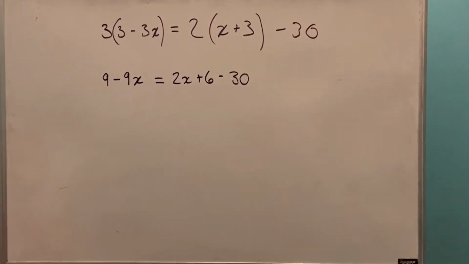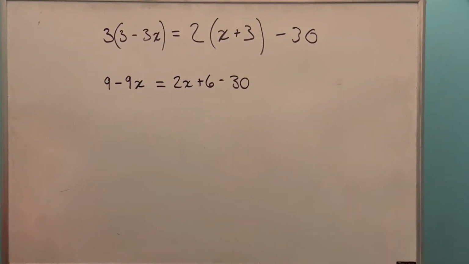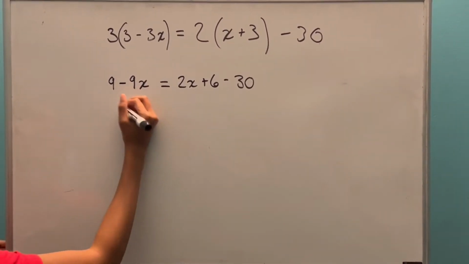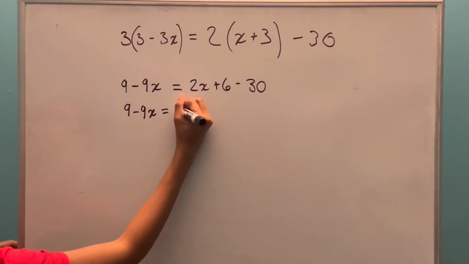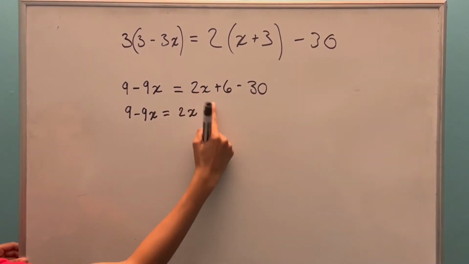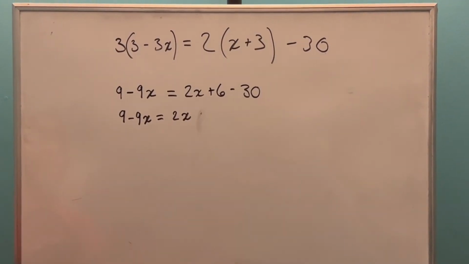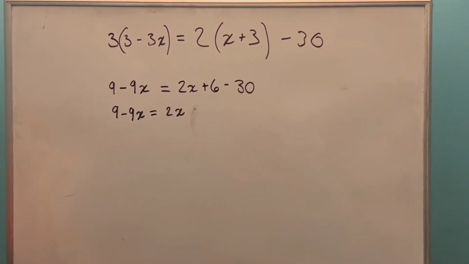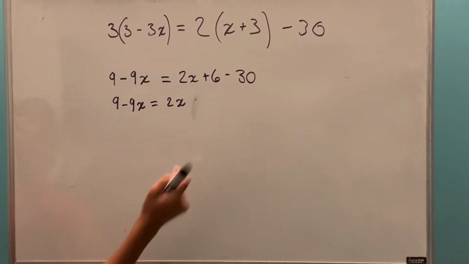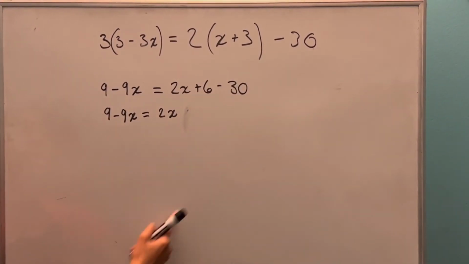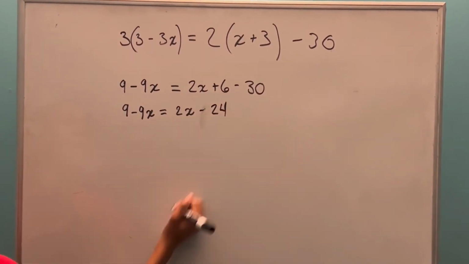Okay, so this is how our equation is looking. Have we simplified it as far as it can go? No. There are 2 different terms here, so let's bring this down. Now let's look at this: these have the same term, so we can simplify. The plus 6 and minus 30 are like terms. So 6 minus 30 is negative 24.